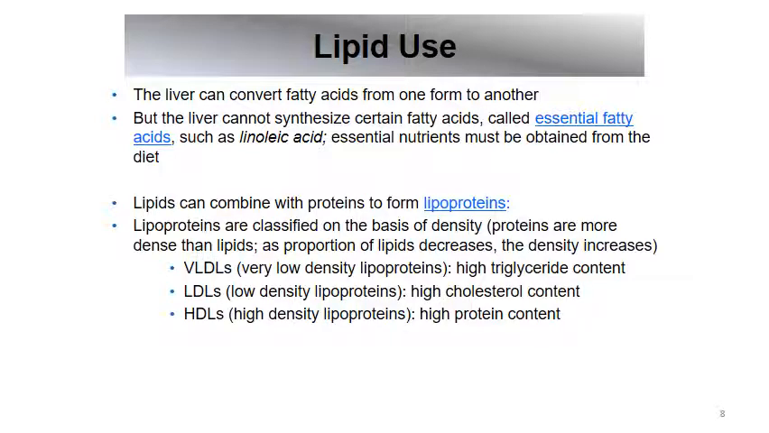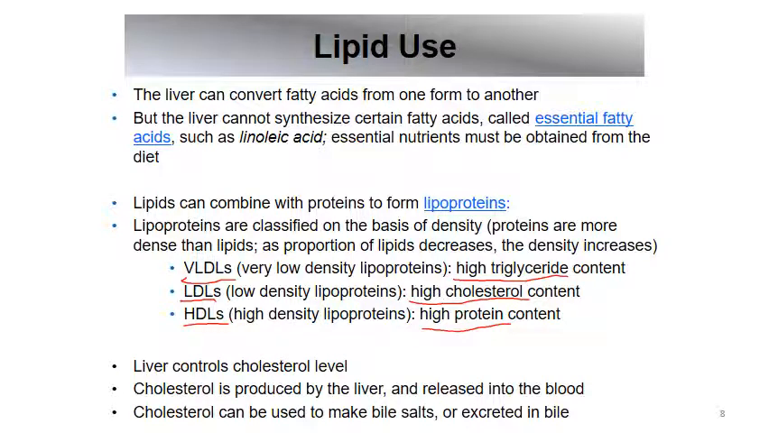Okay, so then the next thing, these lipoproteins: VLDLs, LDLs, and HDLs. The video that I have linked right below this does a really great job of explaining it. But here I'll show you the things that I want you to know. VLDLs have a very high triglyceride content. LDLs are high in cholesterol. And then the HDLs instead have a high protein content.